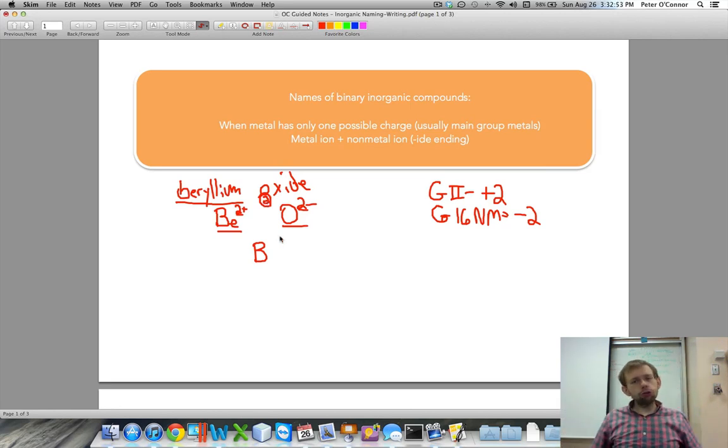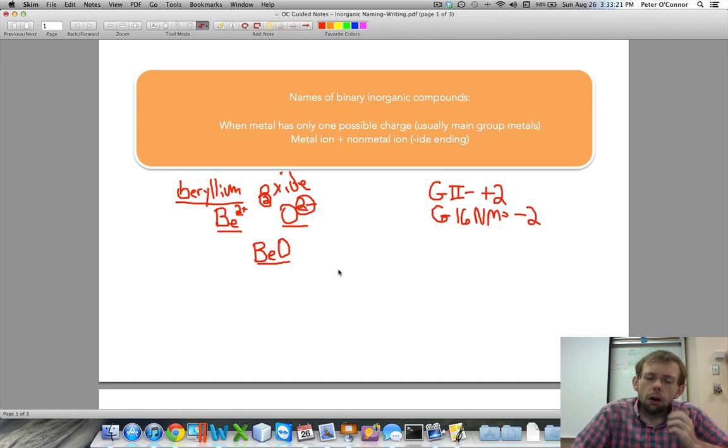We have to have neutral charges because compounds don't have charges. I'm not getting shocked by this pen, I'm not going, oh, because it's got a charge. So beryllium, in order to have a non-charged compound with oxide, is going to have just one Be, because that would be 2 plus, and just 1 oxide, because I need 1 2 minus. So BeO.